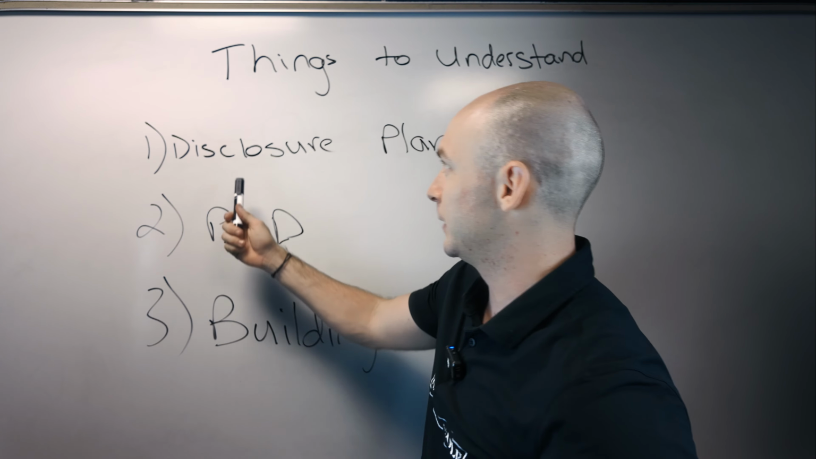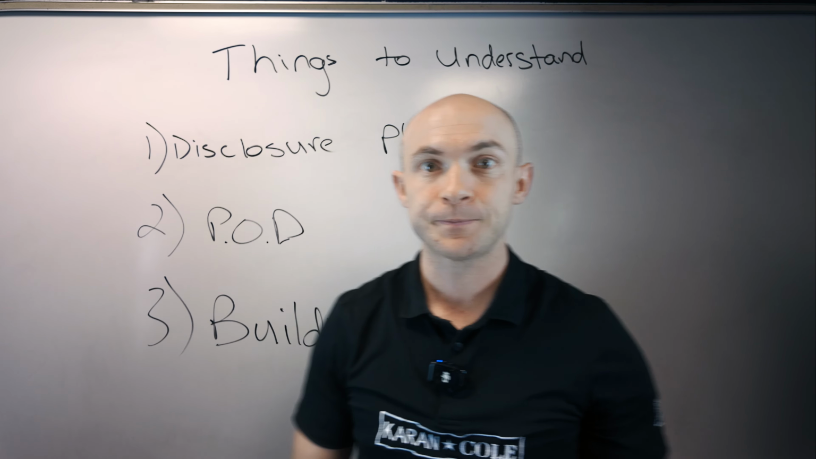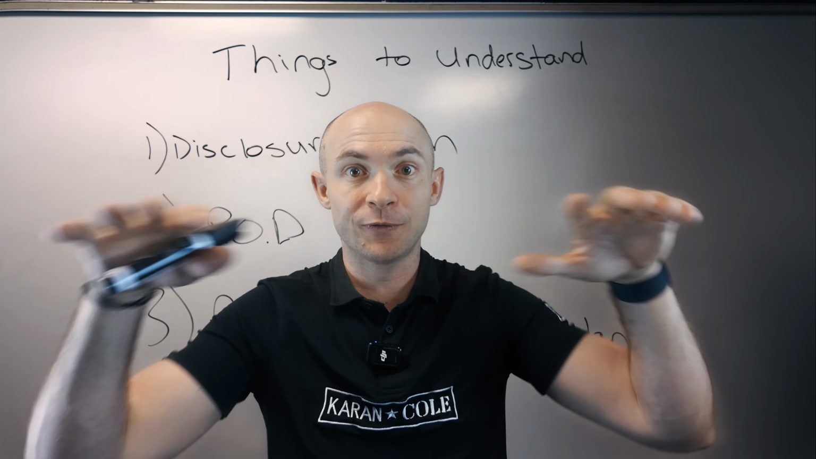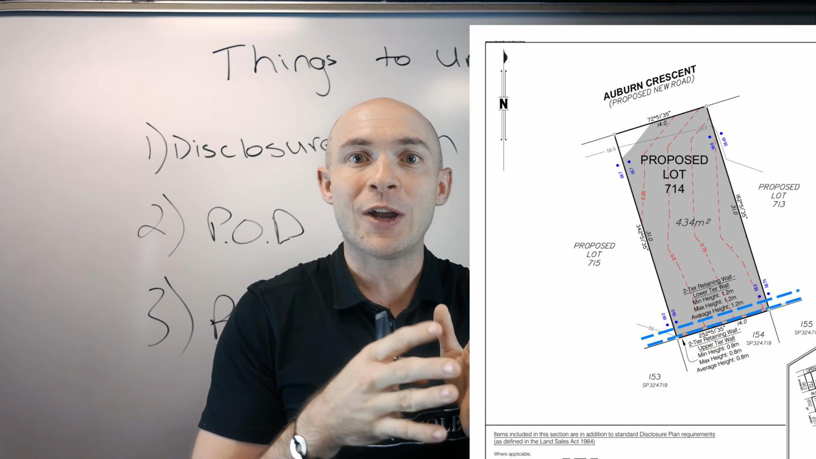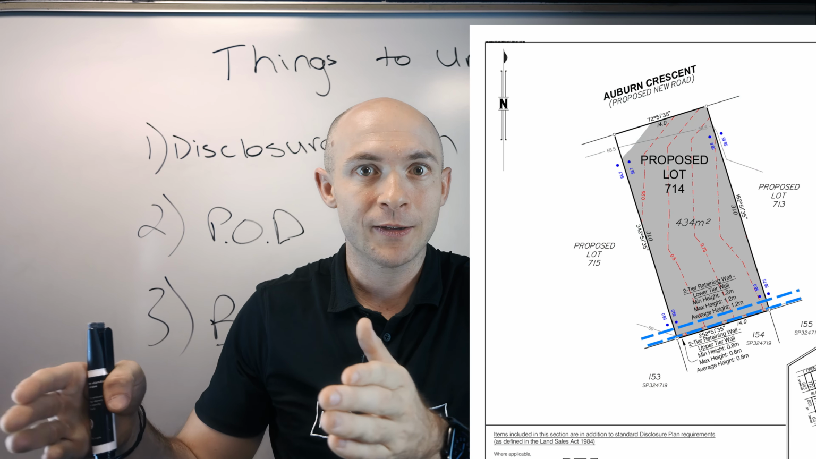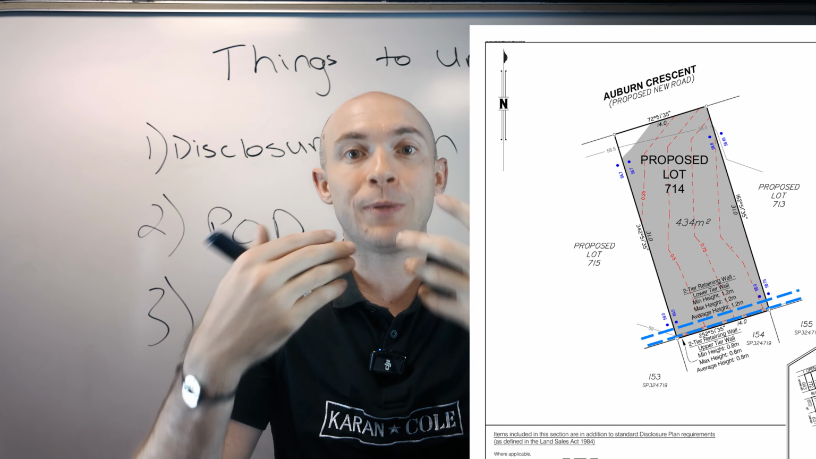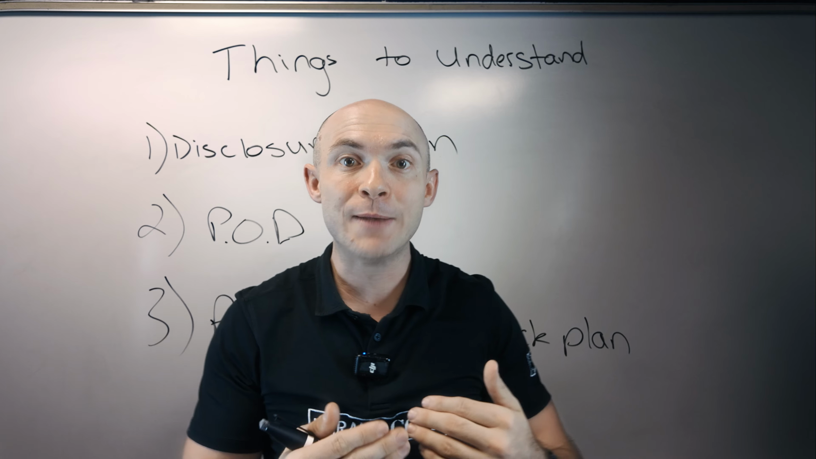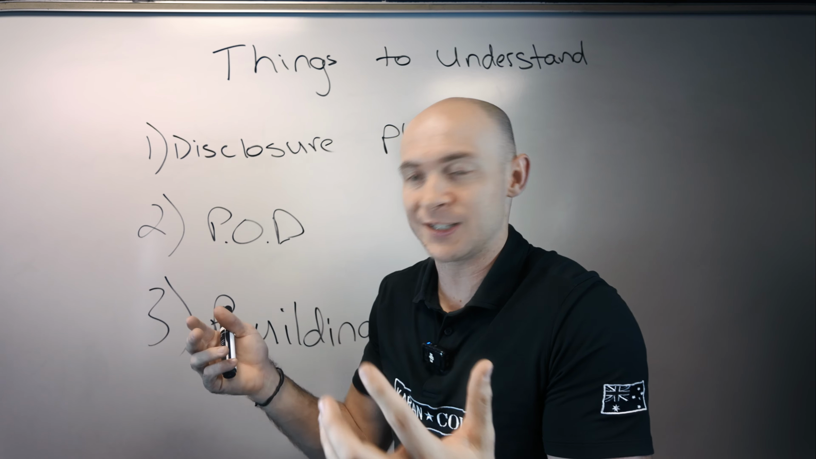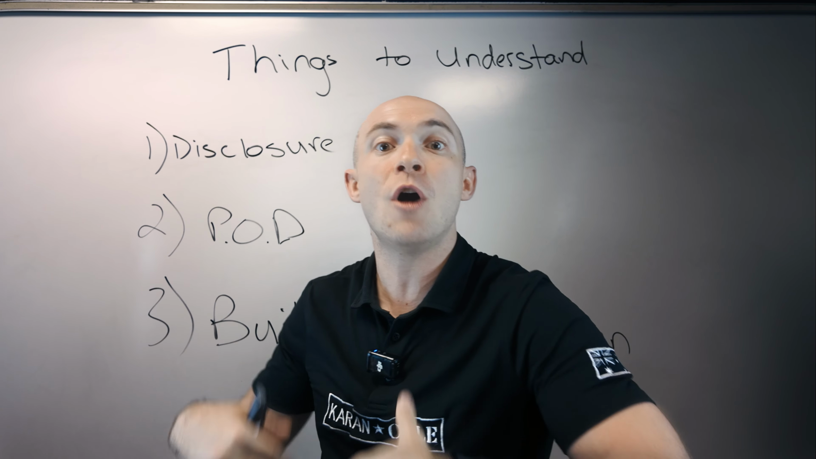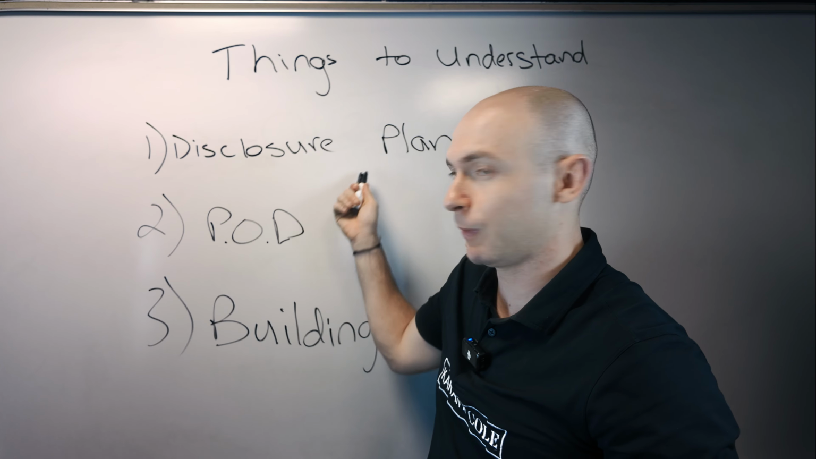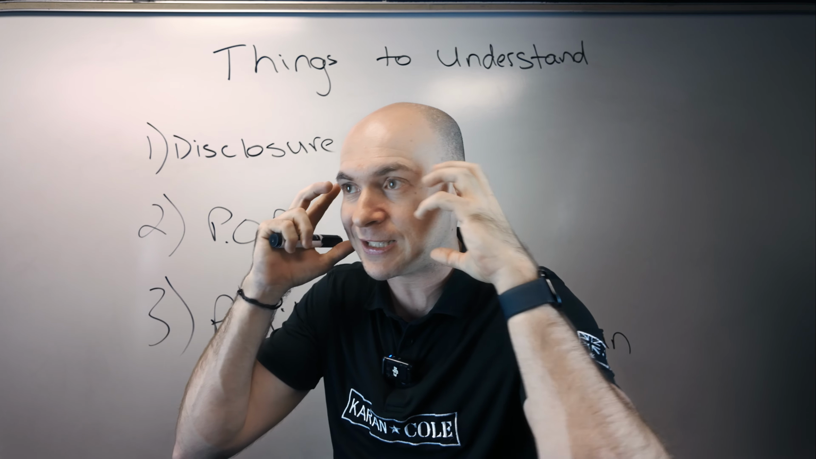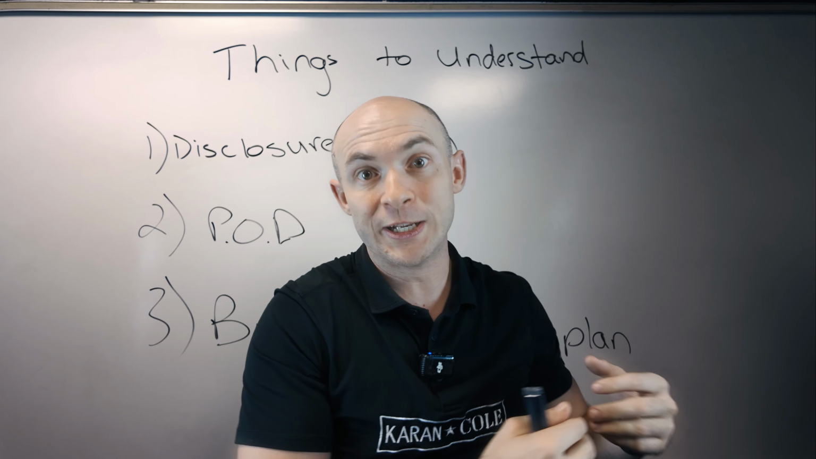So the first thing we need to understand is, what is a disclosure plan? Disclosure plans are simple, guys. When a developer develops a bunch of land, before they develop it, they have to plan what the land is going to look like. A disclosure plan is what they draft the land is going to look like at the end. So when you're buying land that doesn't exist yet, you're buying land off the plan. A disclosure plan is what the land is before they've developed it, and you can get an understanding of what you're buying before it's been created.